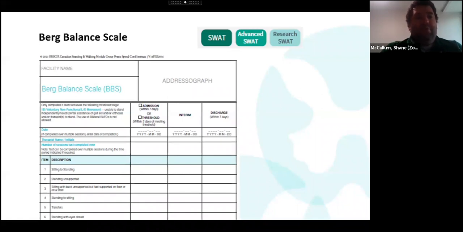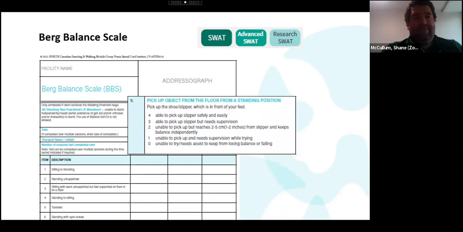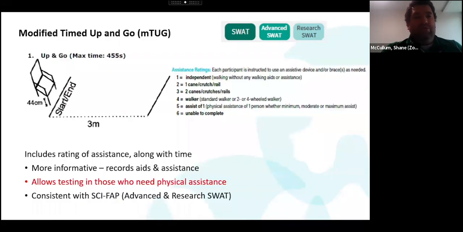But there was a little bit of pushback at first, and a lot of discussion as well with the SWAT, the Canadian SWAT group, around was this the right point to do it? But it has worked out well. So that's the Berg. There's an example of one of how it scored.